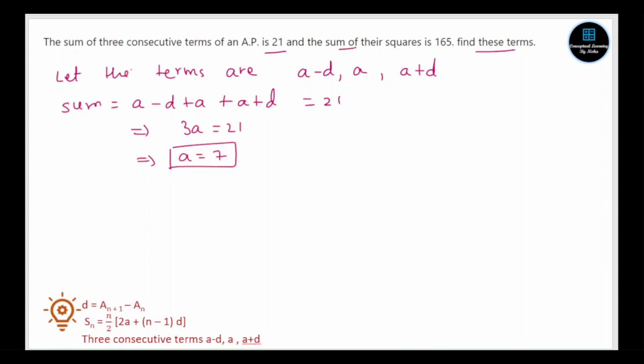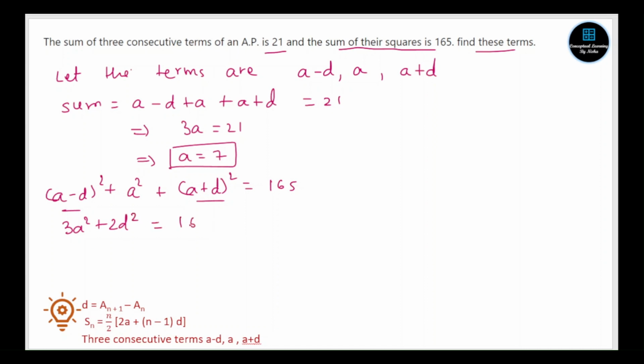Now what they are saying: the sum of their squares is 165. That means (a minus d) whole square plus a square plus (a plus d) whole square equals 165. First of all, I'll simplify this by the (a minus b) whole square and (a plus b) whole square identities. The middle terms of this and this will get cancelled out and I'll get 3a square plus 2d square, correct, which equals 165.